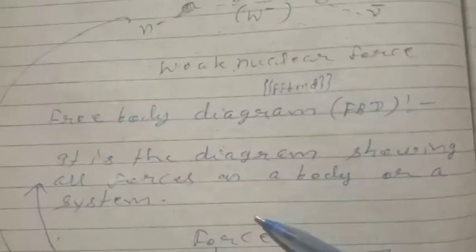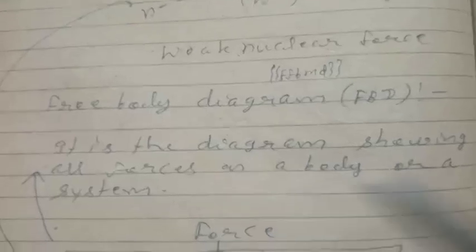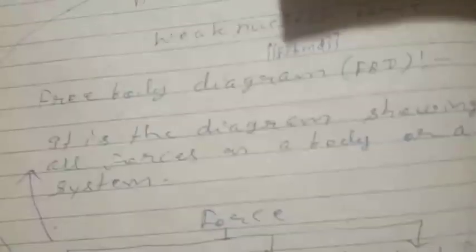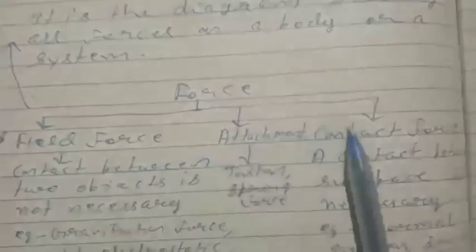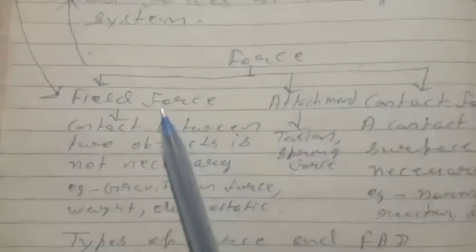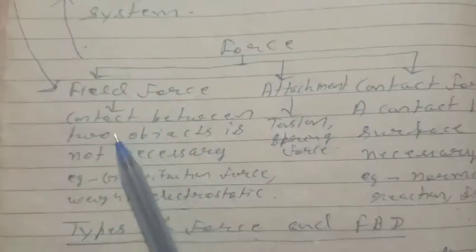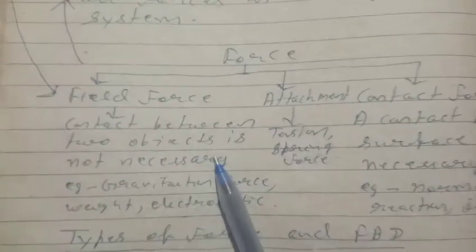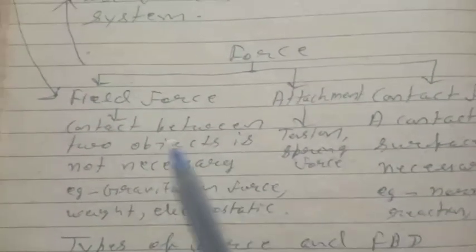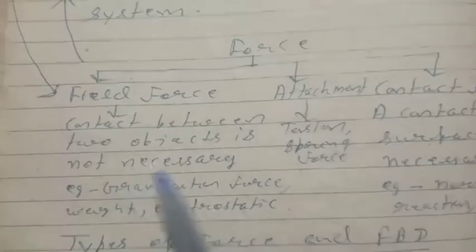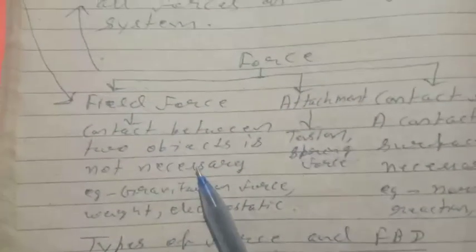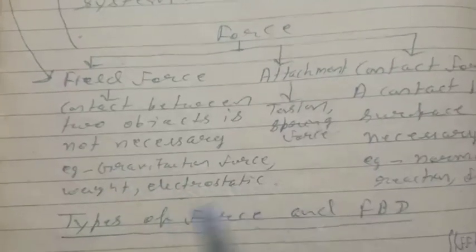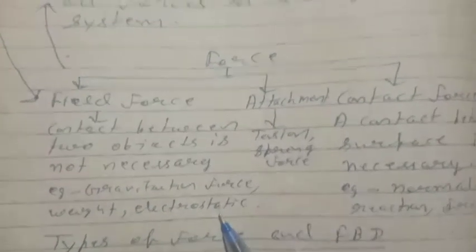Now, free body diagram (FBD). It is the diagram showing all forces on a body or a system. Force can be categorized into three types: field force, attachment force, and contact force. For a field force, contact between two objects is not necessary, whereas for a contact force there must be contact between two objects. Examples of field force: gravitational force, weight, electrostatic force, etc.